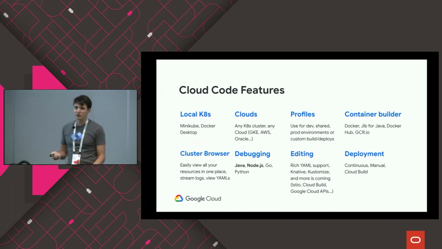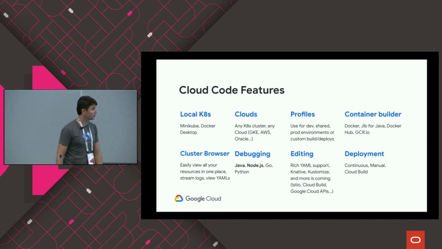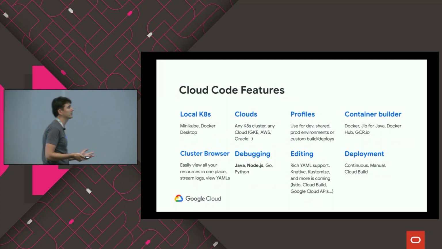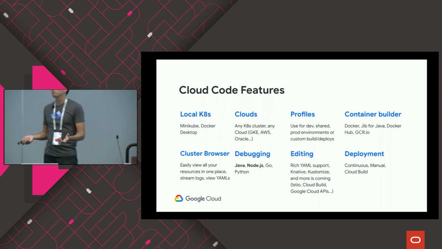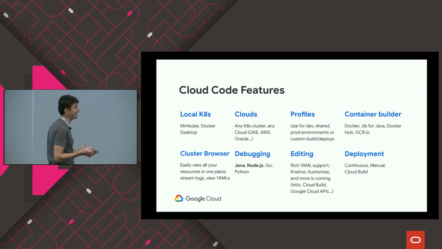We also have profiles. We haven't got enough time to look at that, but you can create custom profiles if you want to custom build your image, maybe include custom Kubernetes resources for that. Container builders with Docker, Jib for Java. You can use Docker Hub, GCR.io. You can use Amazon's container registry, everything where you know the address and you have authorization for it. Cluster browsing. You can browse your cluster, stream your logs, describe your resources. You can refresh and create them and view it right from your IDE.